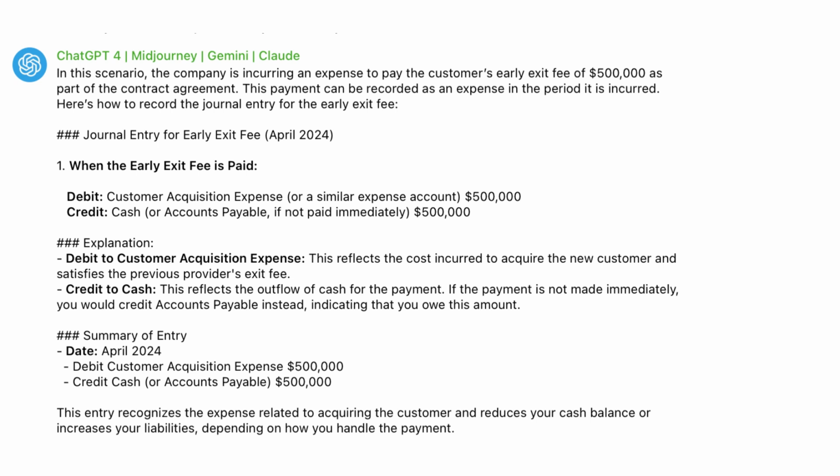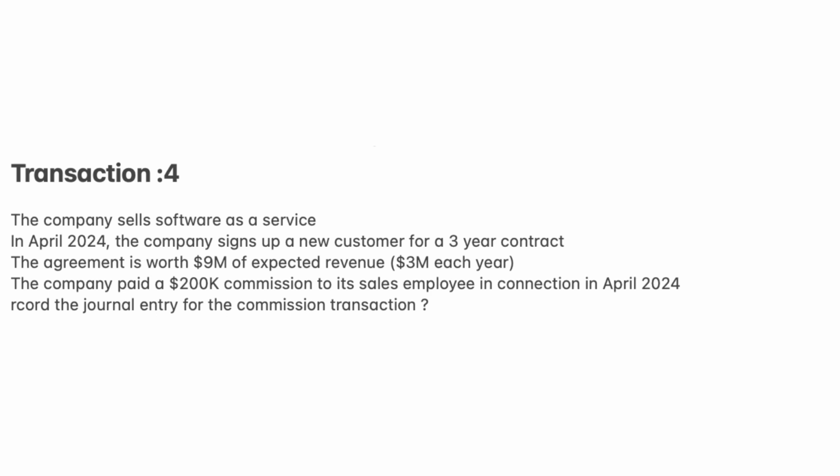This entry recognizes the expense related to acquiring the customer and reduces your cash balance or increases your liabilities, depending on how you handle the payment. Correct. Transaction 4. The company sells software as a service. In April 2024, the company signs up a new customer for a 3-year contract. The agreement is worth $9 million of expected revenue, $3 million each year. The company paid a $200,000 commission to its sales employee in April 2024.